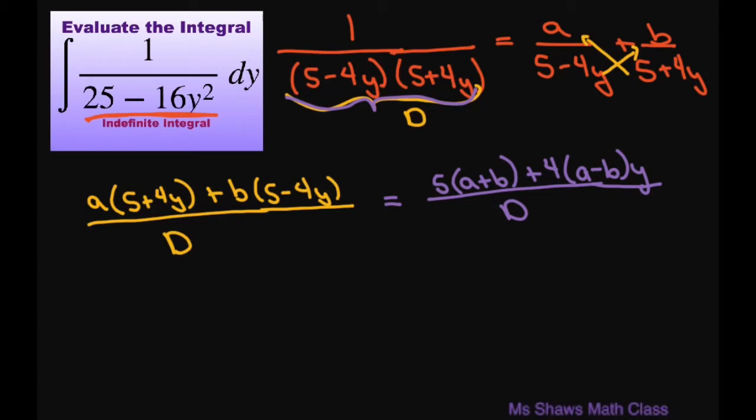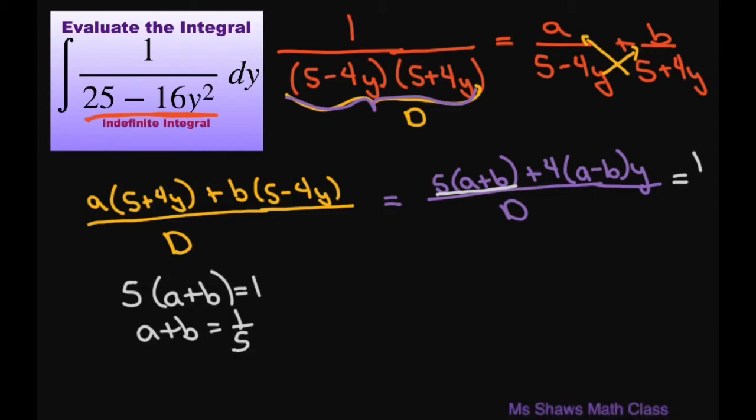All right, now from here we're setting this equal to our numerator, which is 1. So basically, I'm going to have 5 times A plus B equals 1. That means A plus B equals 1/5. And then for this piece, I have A minus B equals 0.